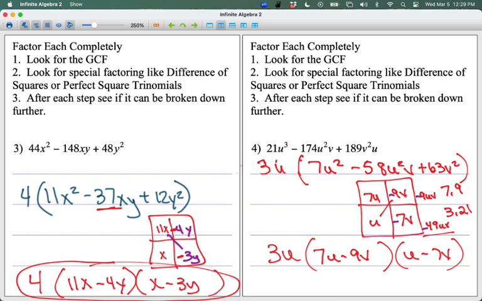I know to check these because the last step in the problem up there says after each step we check. Let's check this. These I can't take any greatest common factors out. They're not differences of squares. We're done. Let's move to number 5 and 6.